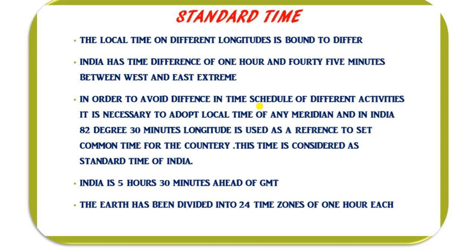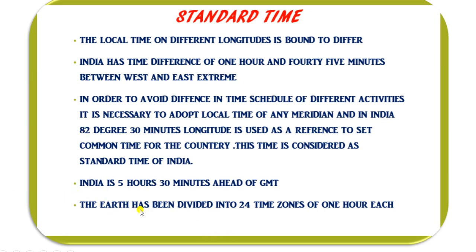In India, we have 82 degrees 30 minutes longitude. And if we multiply 82 degrees 30 minutes with 4, because each degree of longitude is 4 minutes, it comes to 330 minutes. That means 5 hours and 30 minutes. That's what we say: India is 5 hours and 30 minutes ahead of GMT. It is because of this calculation.